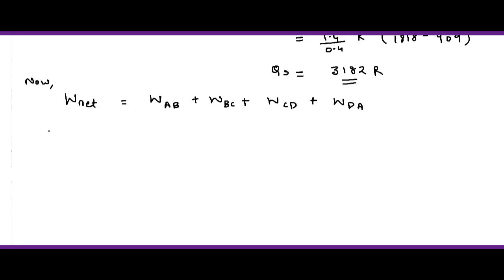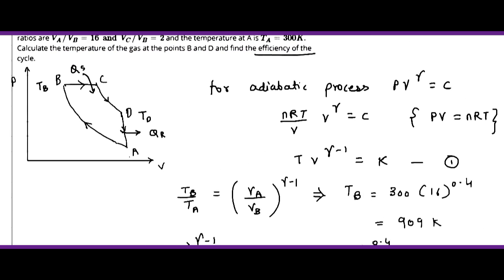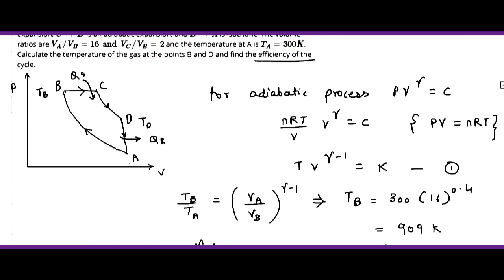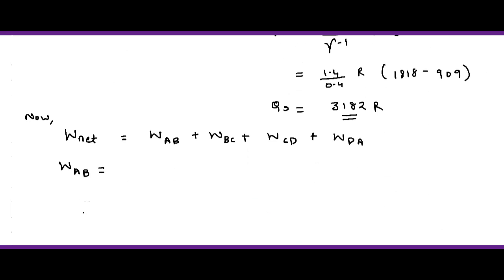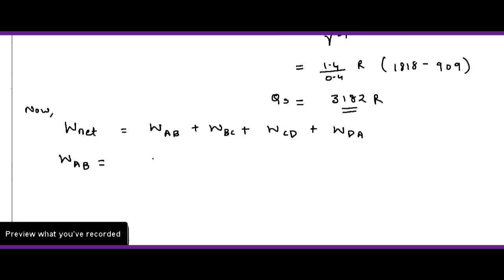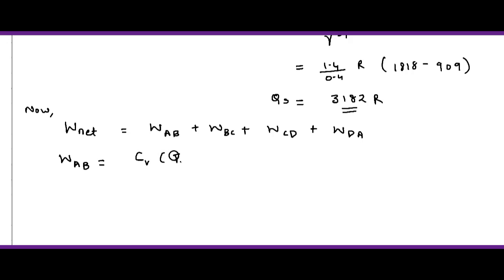From here we can write WAB, that is A to B, which is an adiabatic compression. For an adiabatic process, the work done formula can be written as Cv into TB minus TA. So this is the work done formula in case of an adiabatic process.